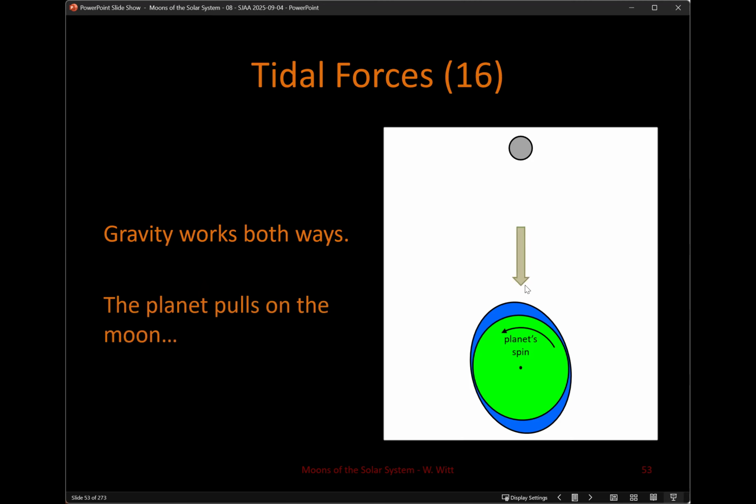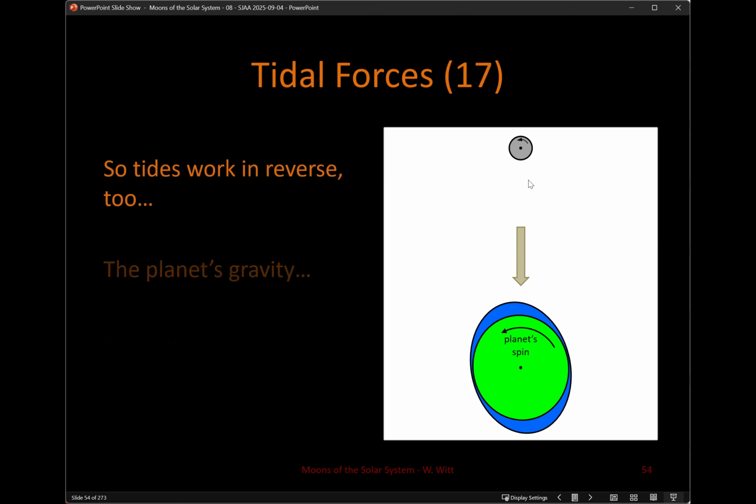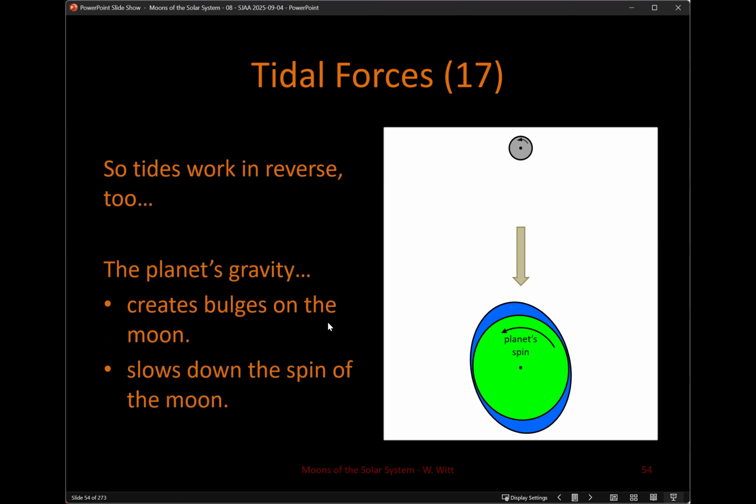And remember that we said gravity works both ways, right? So we talked about how the moon is pulling on the planet, but now let's talk about how the planet is pulling on the moon. And so tides work in reverse, right? The planet's gravity creates bulges on the moon as well, and also slows down the spin of the moon. Just like we just said for the planet, the same basic effect applies to the moon as well.